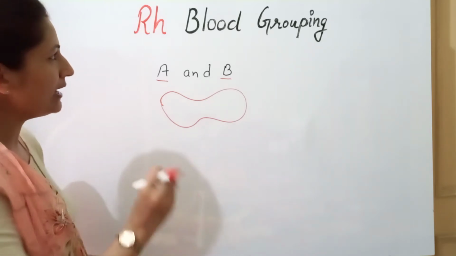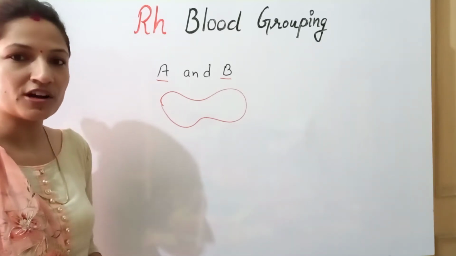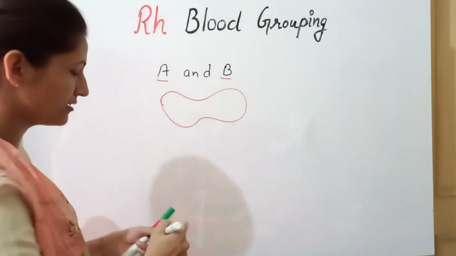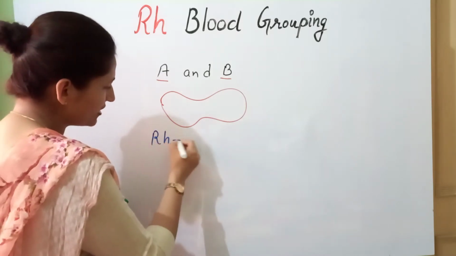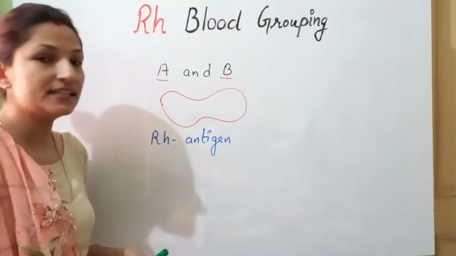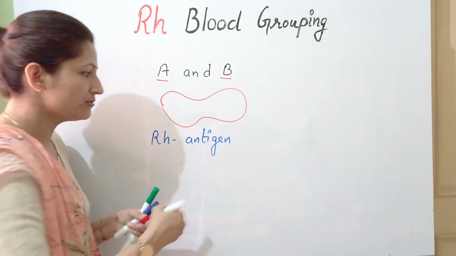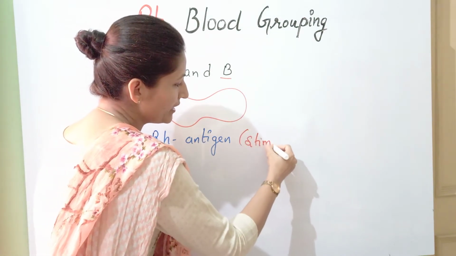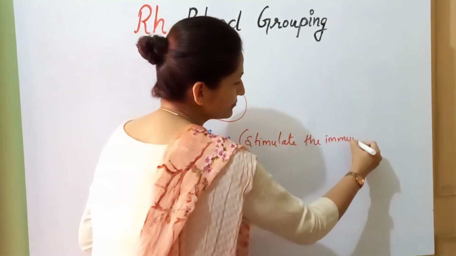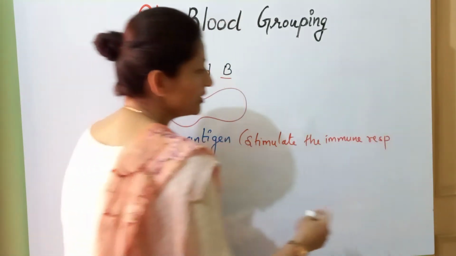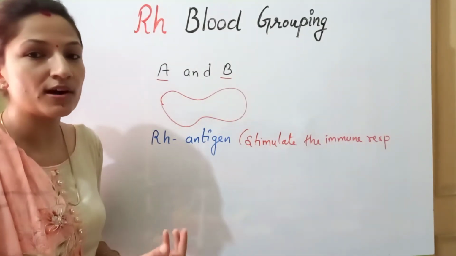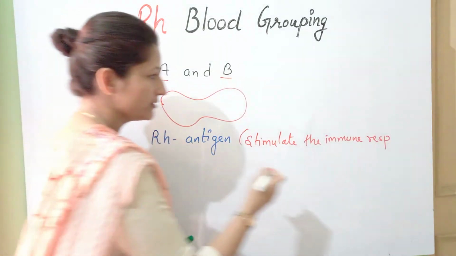the blood group is O. Now under this particular system we are going to talk about another type of antigen, and that antigen is RH antigen. Fine. What are the antigens? They stimulate the immune response, which helps in the formation of antibodies against the antigen. The antibodies are generated.